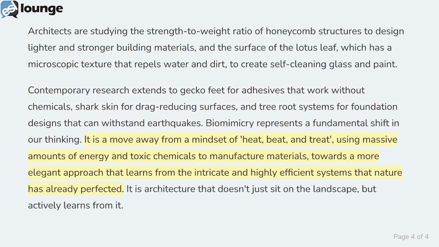It is a move away from a mindset of heat, beat, and treat, using massive amounts of energy and toxic chemicals to manufacture materials, towards a more elegant approach that learns from the intricate and highly efficient systems that nature has already perfected. It is architecture that doesn't just sit on the landscape, but actively learns from it.